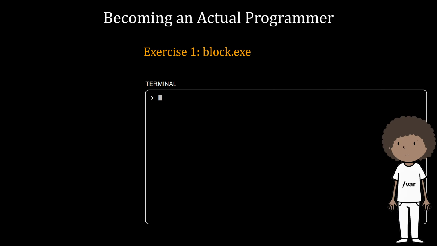Number 1. Write a program called block.exe that inputs a number and prints a block of stars, a solid square of stars. Just like that. Number 2. Write a program called square.exe that inputs a number and prints a hollow square of stars. Just like that. Number 3. Write a program rectangle.exe that inputs 2 numbers and prints a hollow rectangle of stars. Like that. 4 stars wide and 6 stars high.